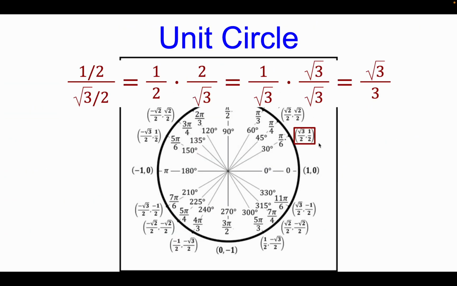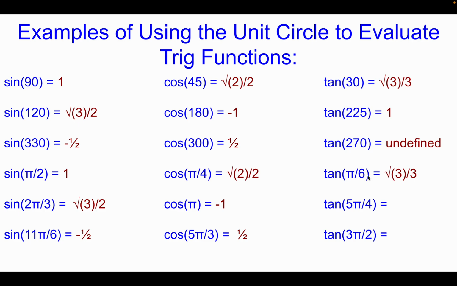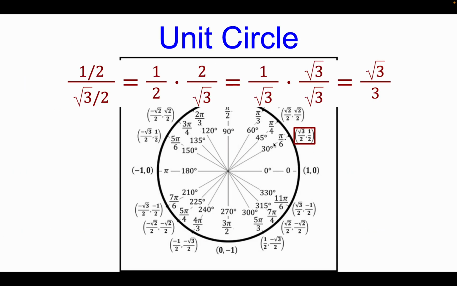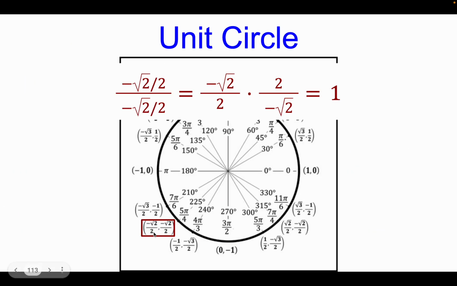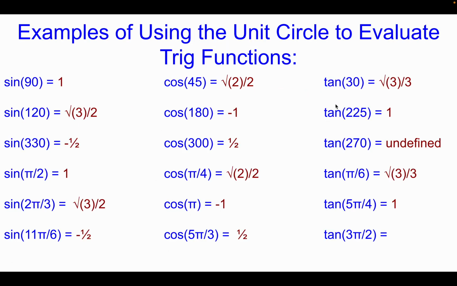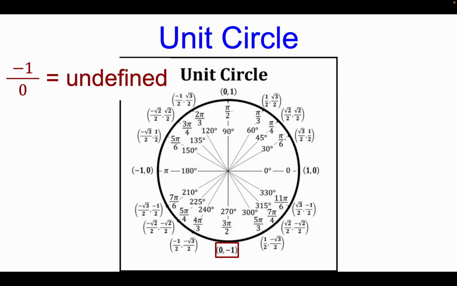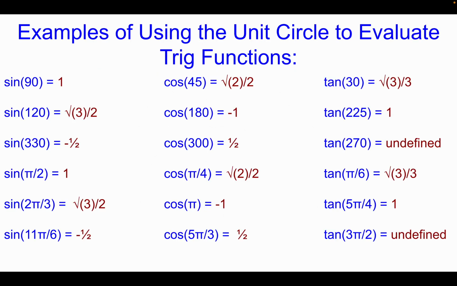So this one, again, at pi over 6. That's right here. That should be square root of 3 over 3. When we calculate that, that's the same thing as 30. All right, 5 pi over 4, that's the same thing as 225, so that's going to end up being 1. And 3 pi over 2 is the same thing as 270. That one's undefined. Okay, and that's how you use your unit circle to answer these.